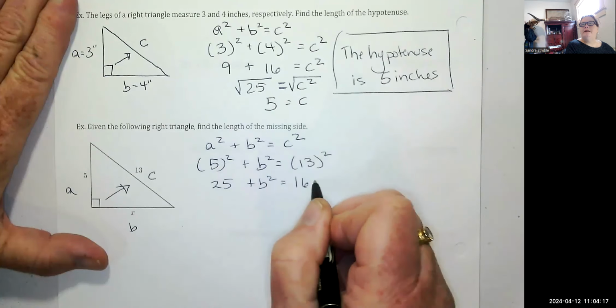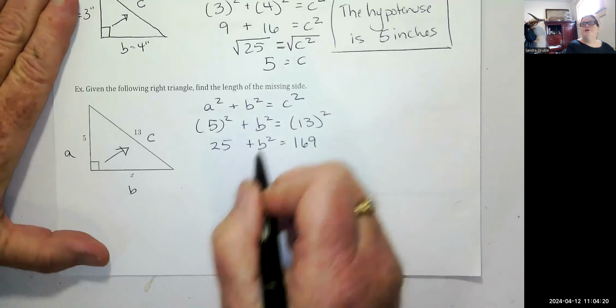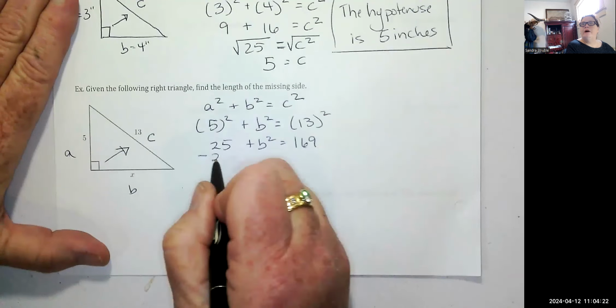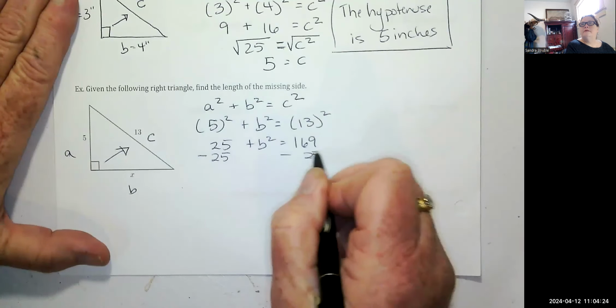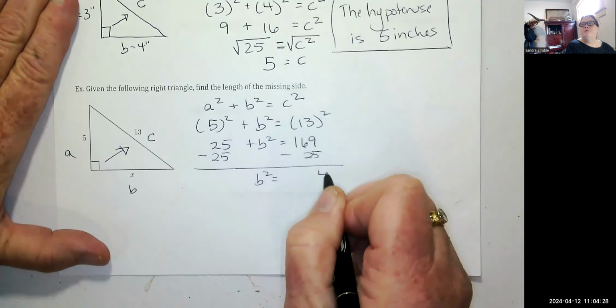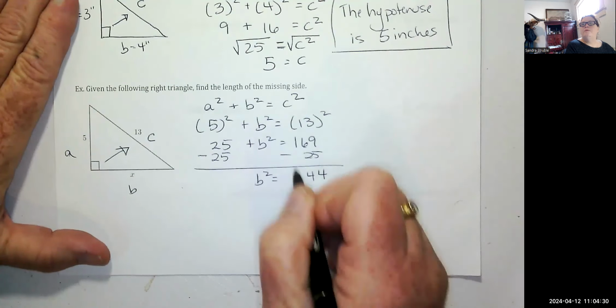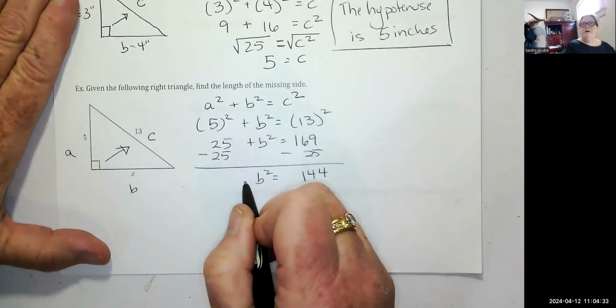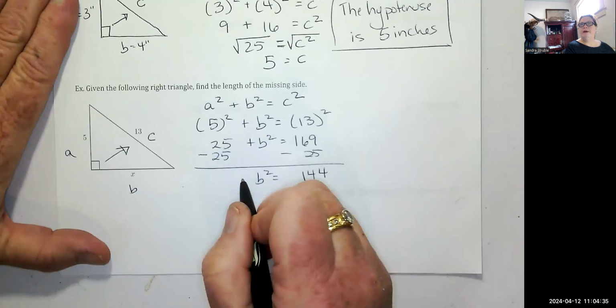13 squared is 169. Solving for b, I need to subtract 25 from both sides. And b squared is equal to 9 minus 5 is 4, 6 minus 2 is 4, and then 1. Okay, to undo a b squared, we have to take the square root.